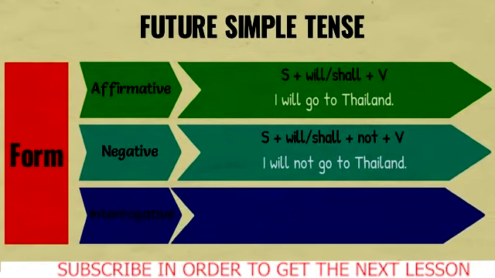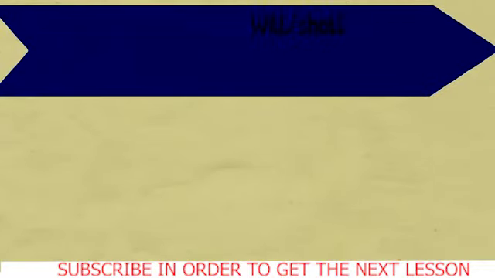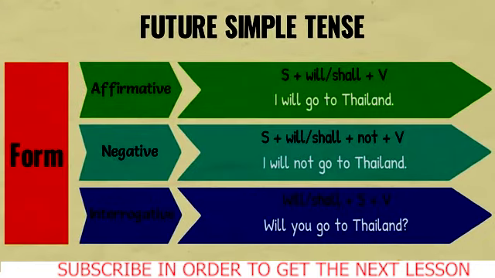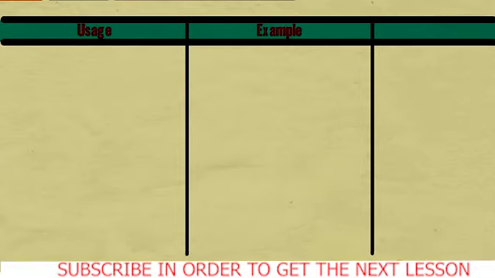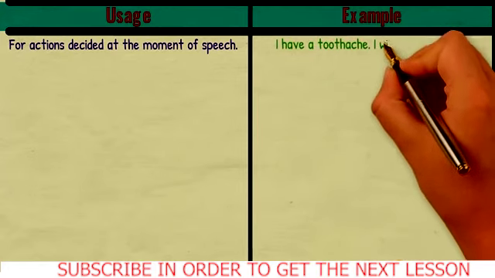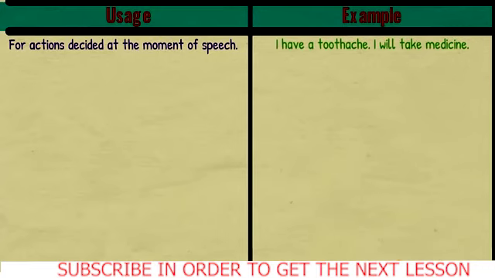Interrogative. Will or shall plus subject plus verb. Will you go to Thailand? Usage. Example. For actions decided at the moment of speech. I have a toothache. I will take medicine.